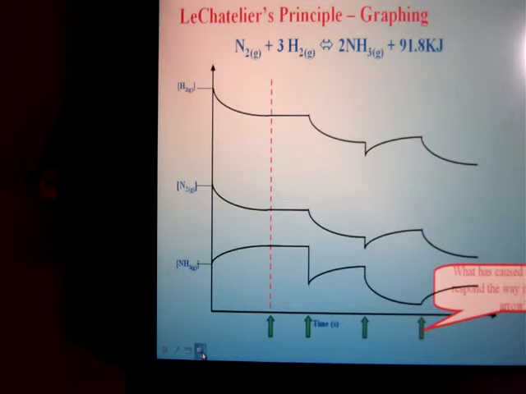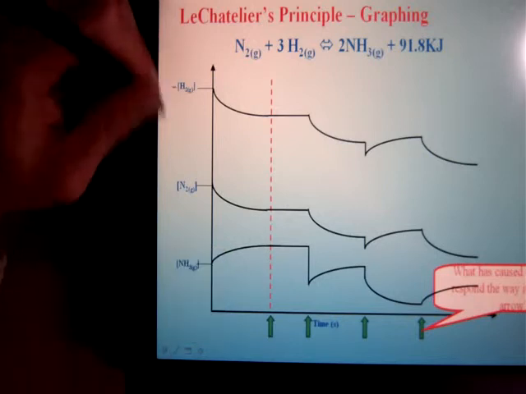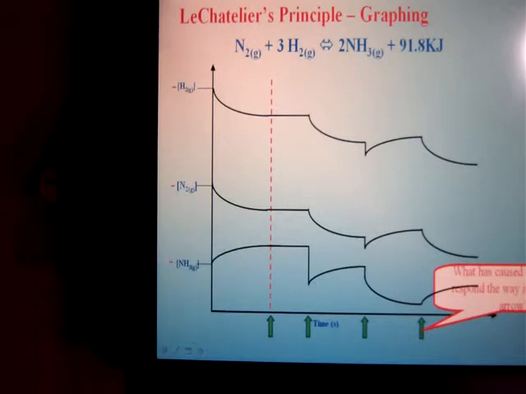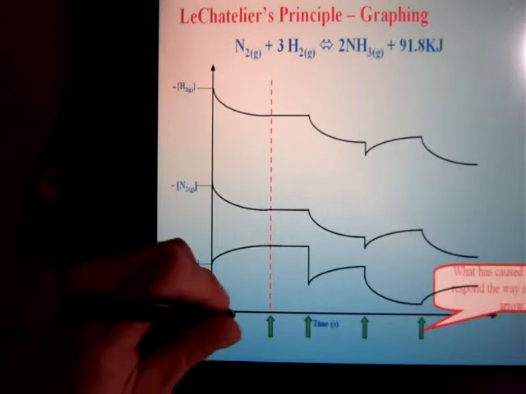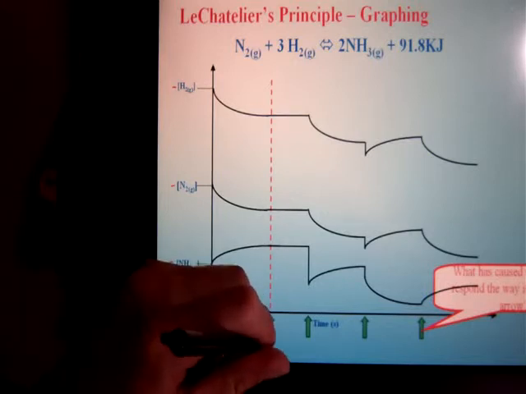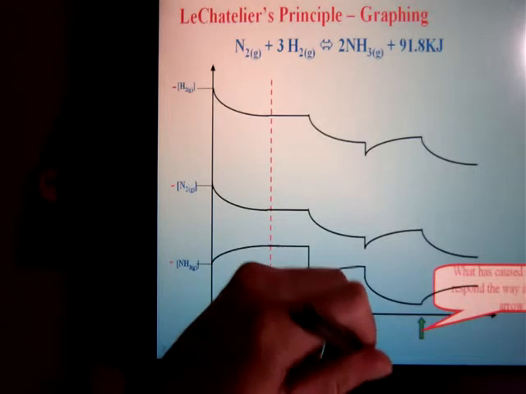You are also expected to analyze Le Chatelier's principle based on graphs. You'll see a number of these examples in your textbook, typically broken off into smaller sections of individual stresses. Essentially what we have here is a graph of the concentration of our reactants and our products versus time. I'll just put in a random time schedule here.